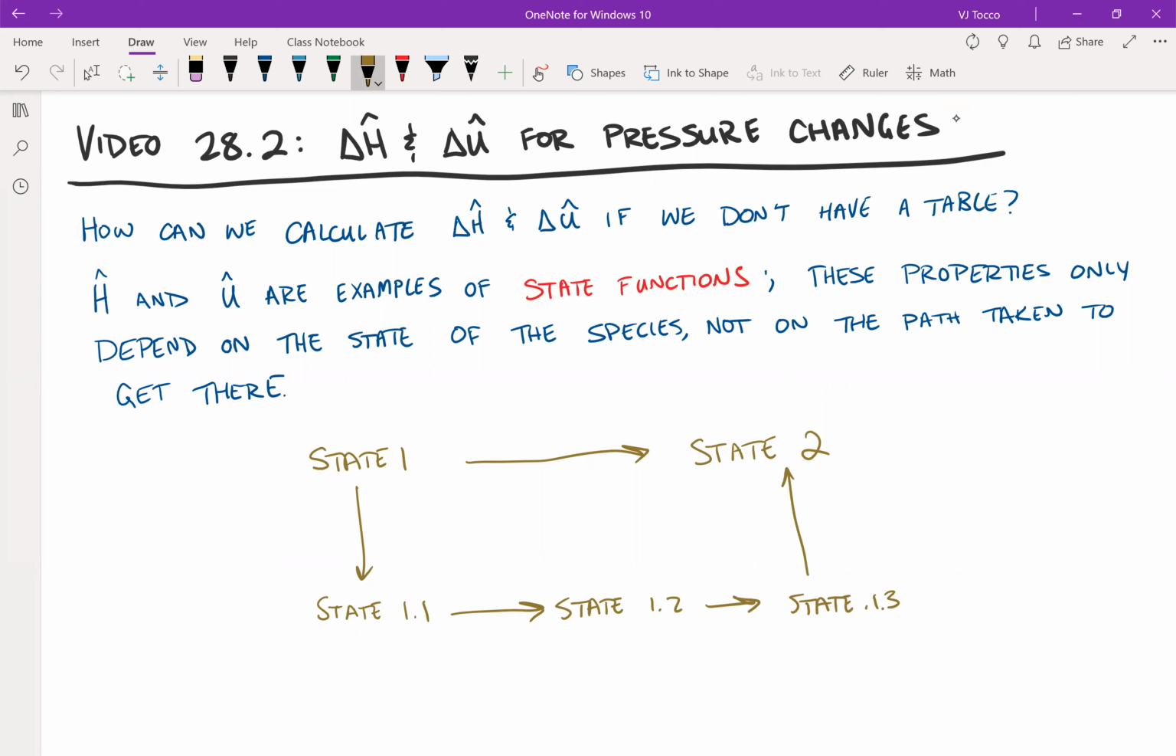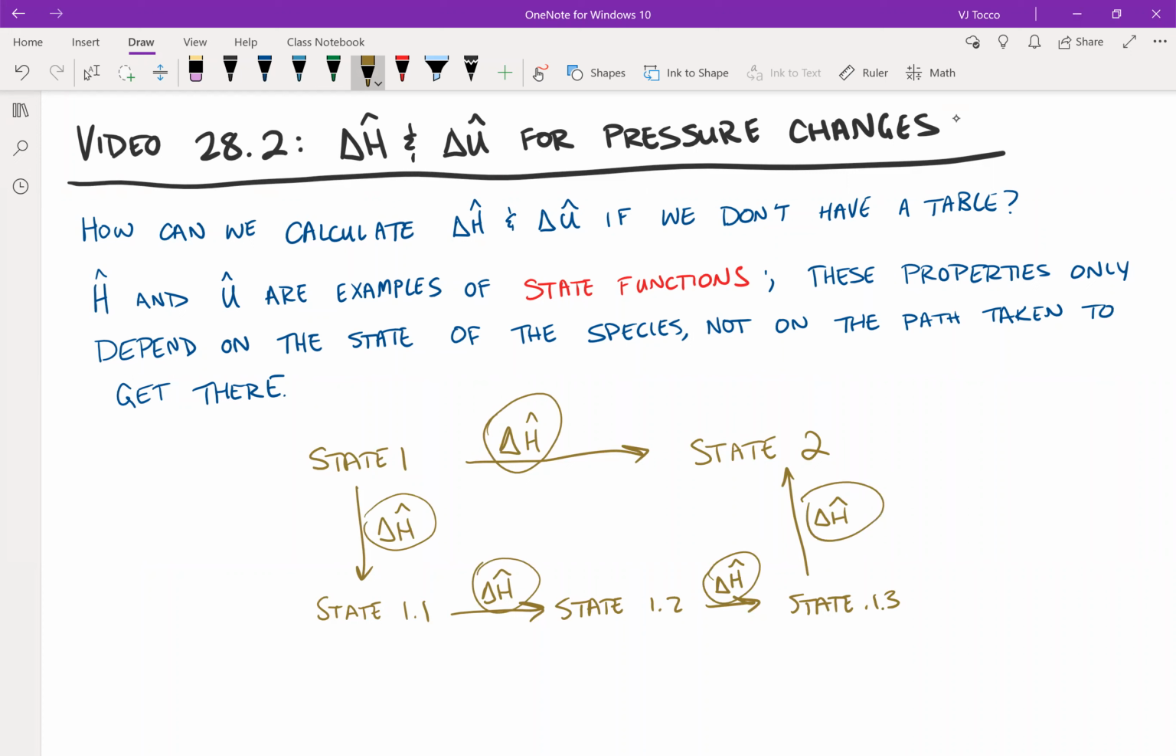Both paths, the direct path and the around path, are going to have the same exact delta H. So we can calculate delta H for this process, delta H for this process, delta H for this process, delta H for this process, and delta H for this process. And the fact that enthalpy is a state function means that this delta H is going to be equal to the sum of these four delta H's.